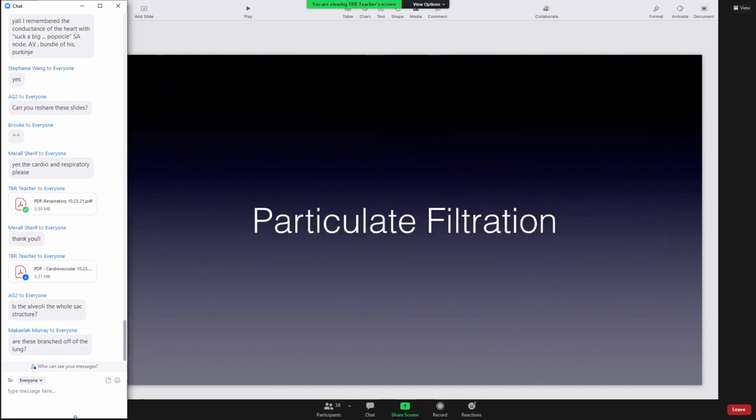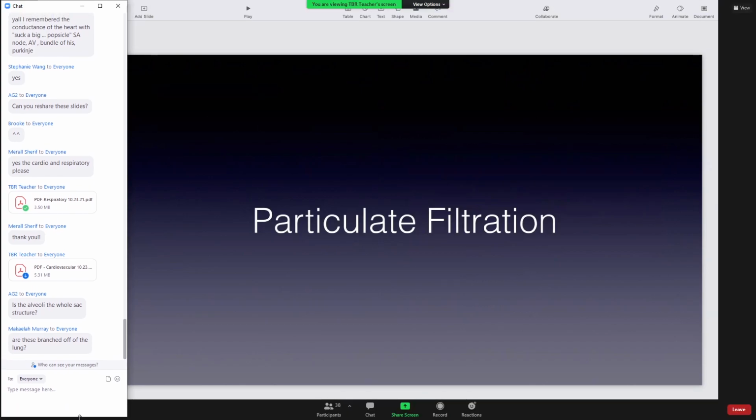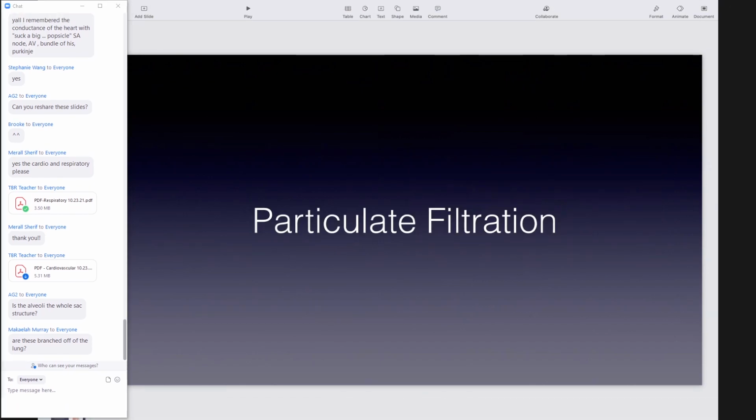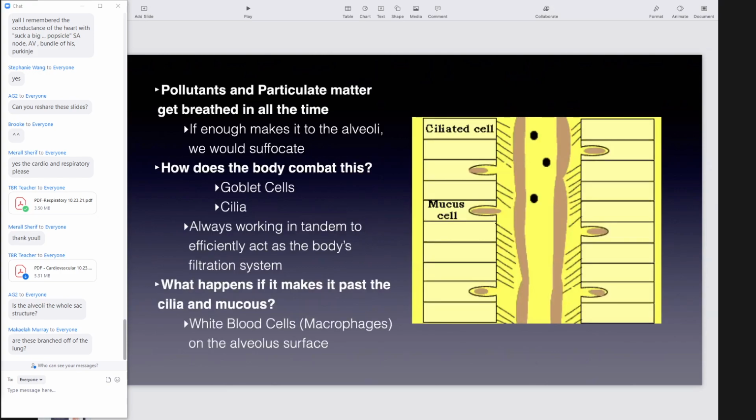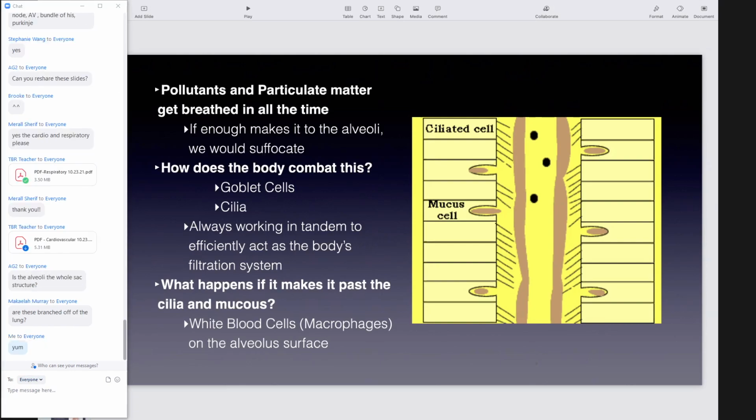Particulate filtration. This is one that hasn't really gotten a ton of love until the past 2 years, but our lungs are really our window to the world. We breathe in so much stuff. We breathe in so many pollutants, right? Pollen, different allergens. We breathe in fungus, bacteria, viruses. We breathe in just everything, right? And so, not good. The only thing that should be going into your lungs is air.